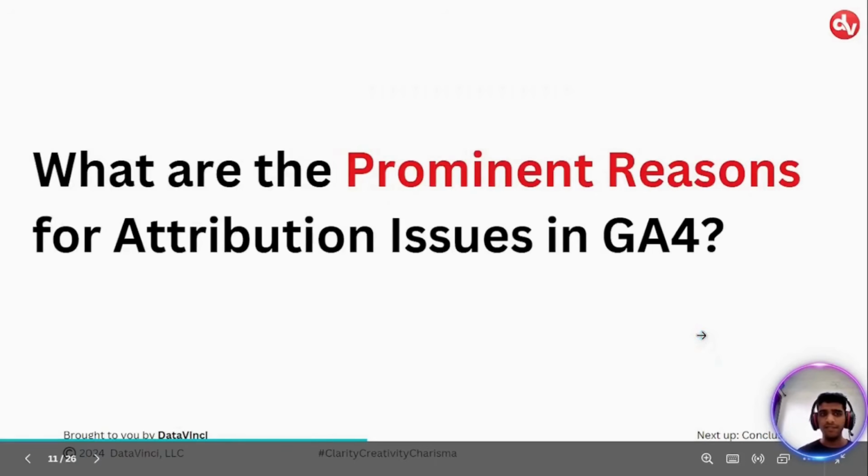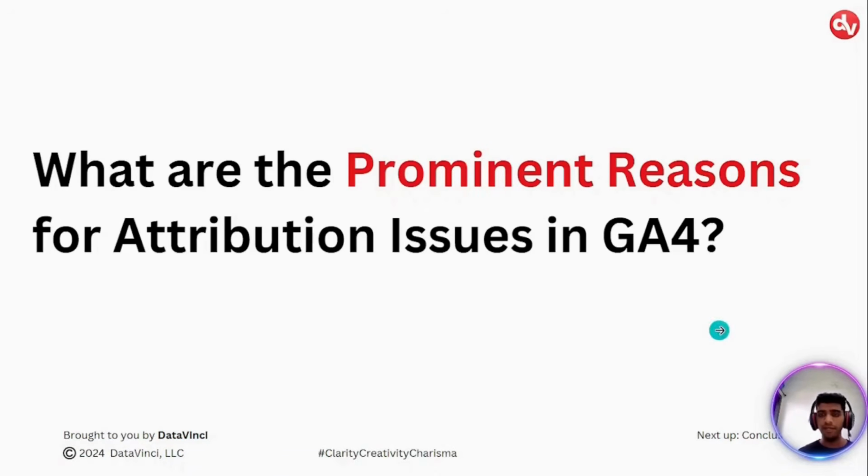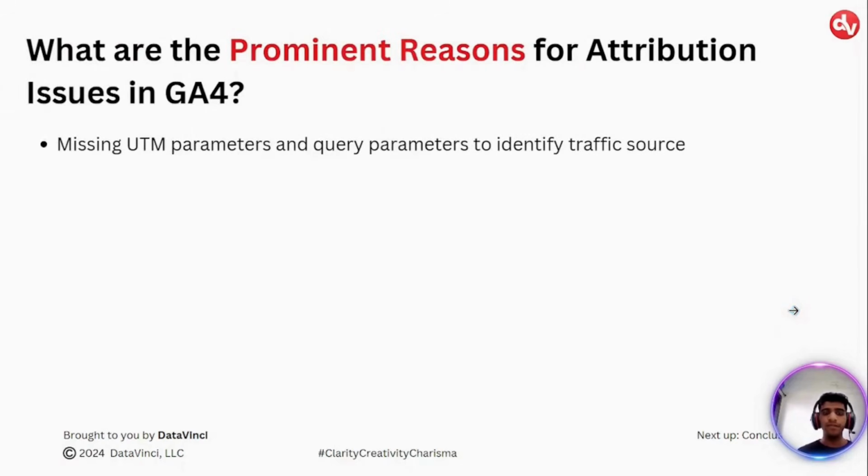Okay, so now let's discuss some of the prominent reasons for attribution issues in GA4. Number one, the reason that exists in most cases, is the missing UTM parameters or the query parameters, which are responsible for identifying the traffic source. If you're not passing UTM parameters, you'd be missing out on a lot of key information through things like the UTM content, the UTM term, etc. They give us a lot of info for further analysis, and they also make the attribution in GA4 much easier.